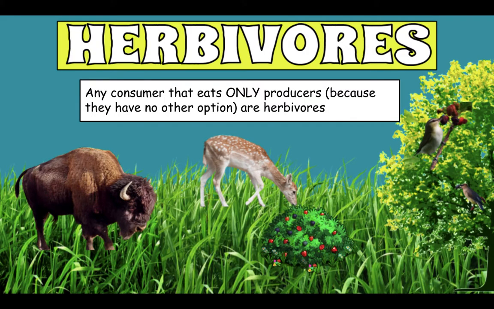So first we have the herbivores. So think about it, the root word herb is any plant with leaves or seeds or flowers. So these type of consumers only eat producers. They only eat herbs because they have no other option. We call them herbivores. So like the bison will eat the grass, the deer, the grass, the berries. There are some birds that are strictly herbivores, like a hummingbird.